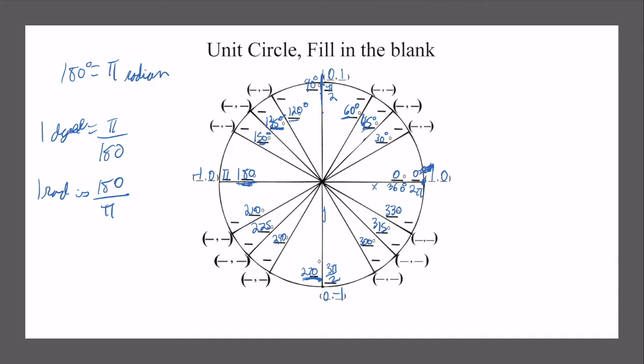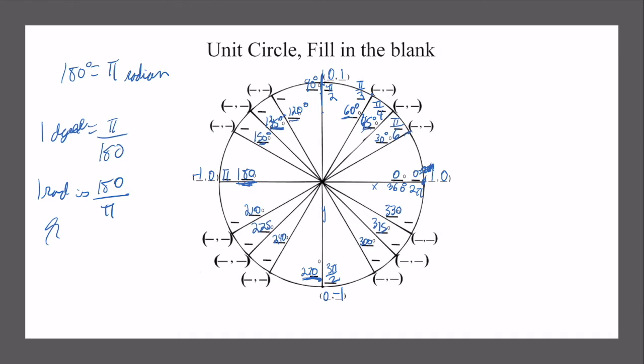So 30 degrees is pi over 6. 45 degrees is pi over 4, and we found that by conversion. And 60 degrees is pi over 3. Now I'm just going to continue my adding method. So if I have pi over 6, that's 30 degrees. 60 degrees would be 2 pi over 6, which is pi over 3.